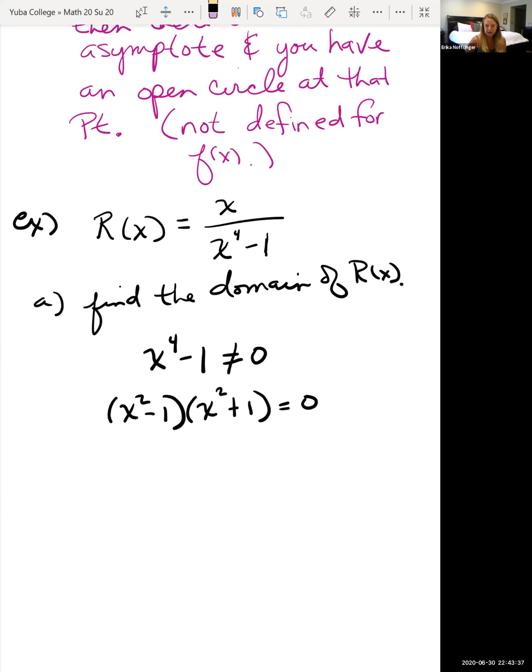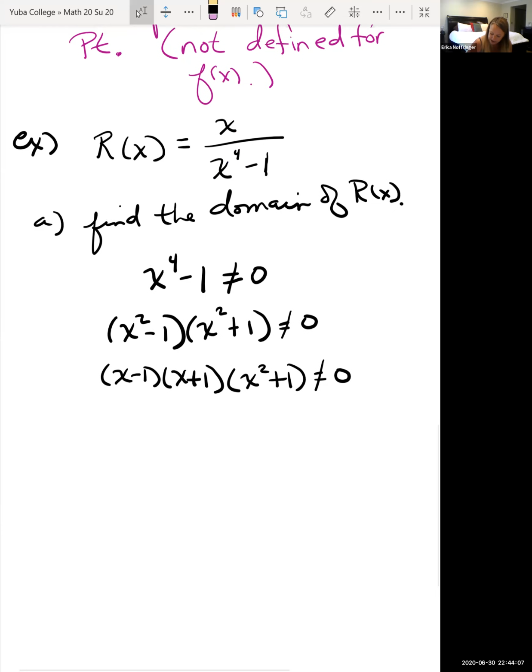X squared minus 1 factors a little further. This is x minus 1 times x plus 1. X squared plus 1 is not factorable over the real numbers, so we're going to leave it as x squared plus 1. So x minus 1 can't be 0, x plus 1 can't be 0, and x squared plus 1 is never 0 for a real number. It's an imaginary root. So x can't be 1, or x cannot be negative 1.